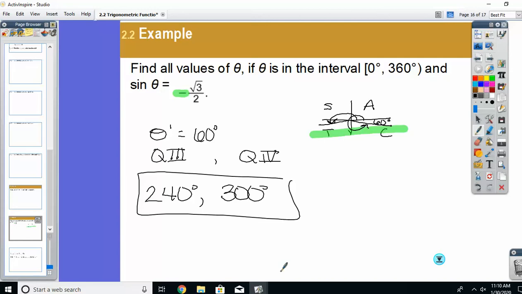Is that piece okay? Do you want me to go ahead and do 2.3 right now? Get it all done and then you can work on homework after that? Okay. So let's talk about 2.3.